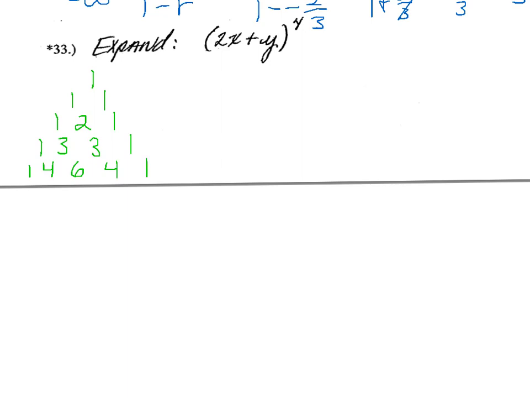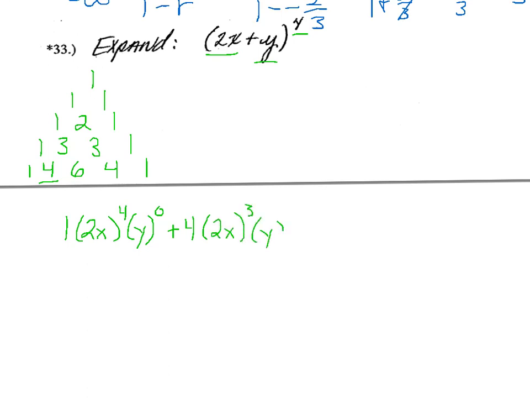So now we're ready to start expanding. We first start with our first coefficient, which is a 1. And then I take my a value, which is 2x, and I raise it to the highest exponent, which is 4. And then I take my b value, which is y, and we raise it to the 0. Then we take our coefficient from Pascal's triangle, which is 4, take 2x, raise it to the third, and y to the first. Our exponents will be going down as the other ones are going up, and also your exponents in one term should always add up to 4, or whatever exponent we start out with.